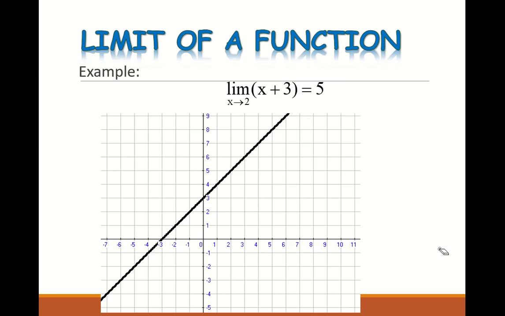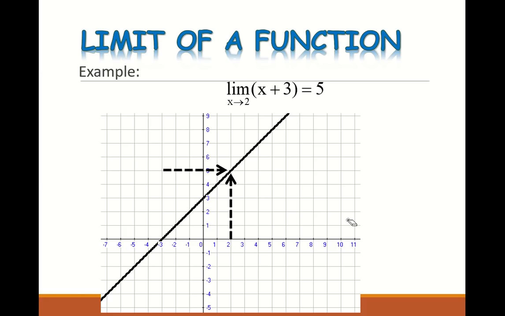So it means that as x approaches 2, these are the 2 here. These are x. We see that from the left, meaning if you substitute values coming from the left, all these values from the left going towards 2, you see that the values of f of x are approaching the value 5.